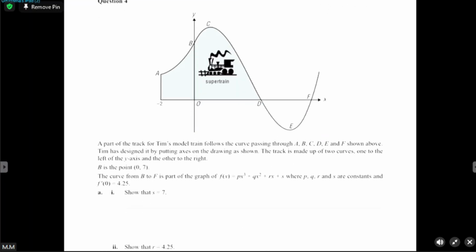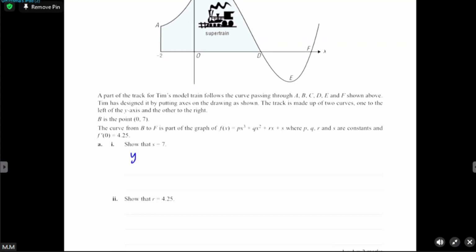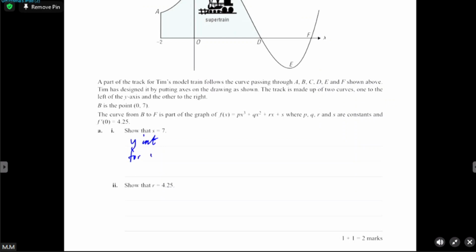So question 4, just showing that s is equal to 7, you're looking for the y-intercept. So for the y-intercept, let x equal 0, f of 0 is equal to 7, therefore s is equal to 7.